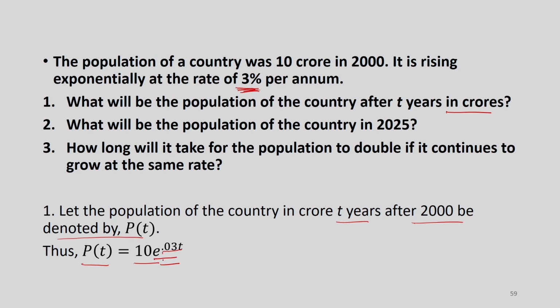So, you are getting this neat formula e to the power 0.03 multiplied by t, but that is not all. I have to multiply with the population of the country at the point of origin. So, here the point of origin is year 2000. So, what was the population? 10. So, this gives me the full formula P of t is equal to 10 multiplied by e to the power 0.03 multiplied by t.